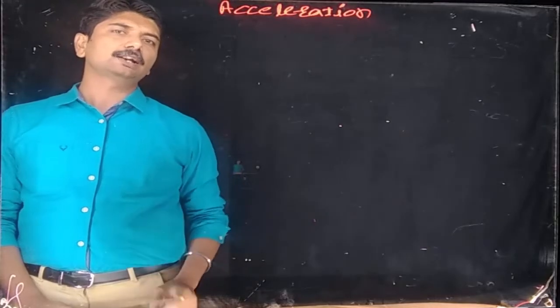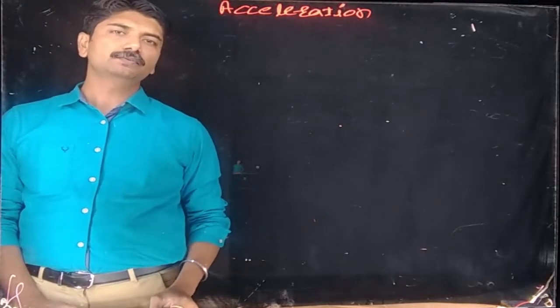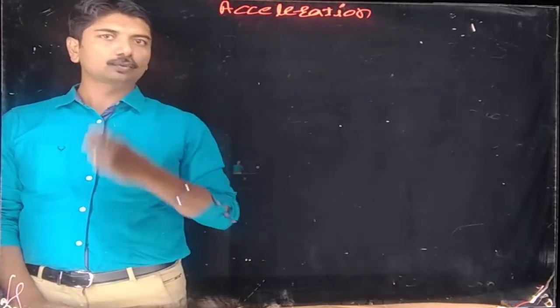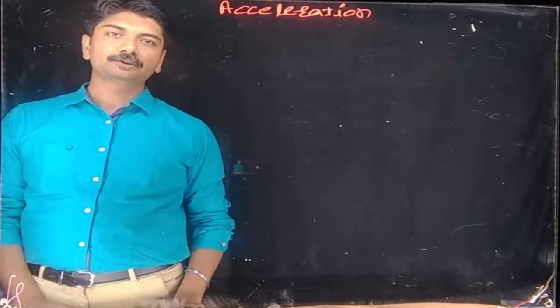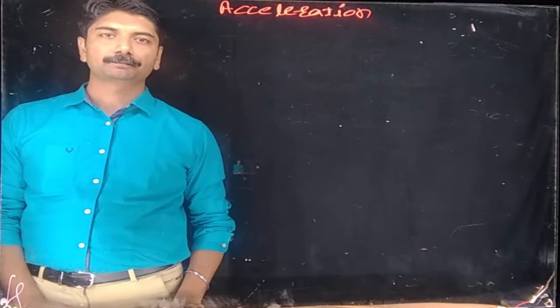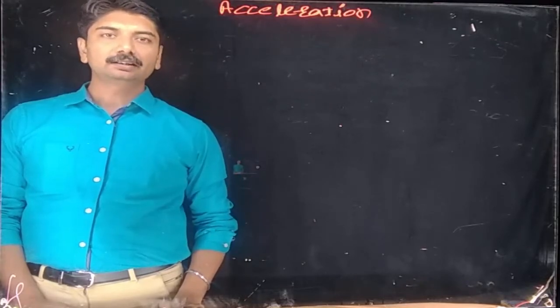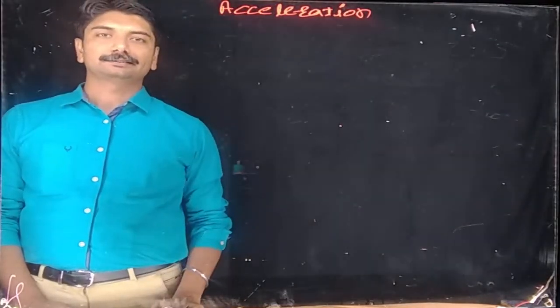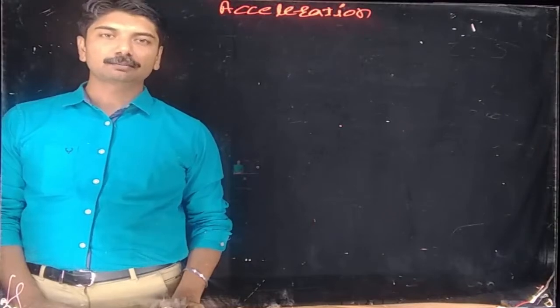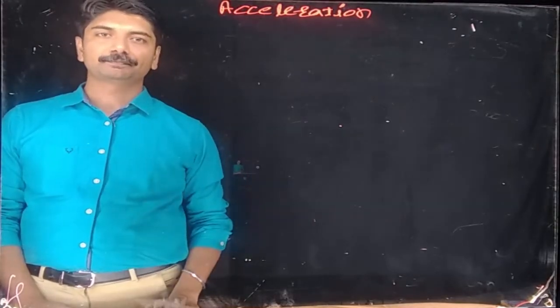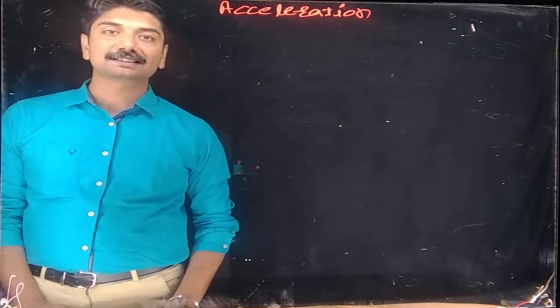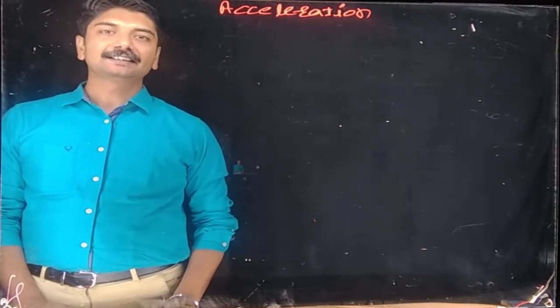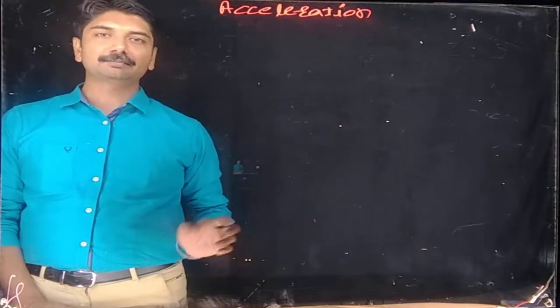Whenever you say an object is moving, the first question that comes is from where, which talks about position. Then to where, which talks about change in position. The third question comes, how fast? There comes velocity and speed and their parameters.